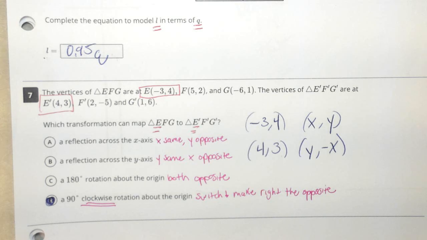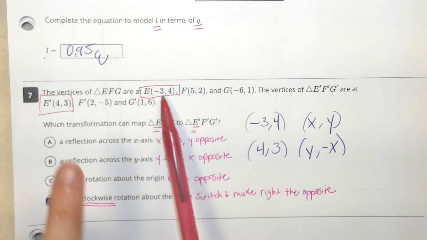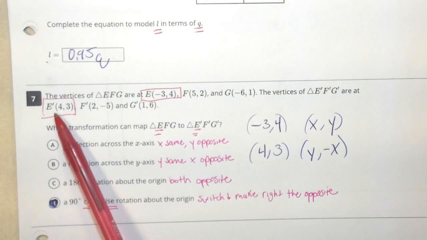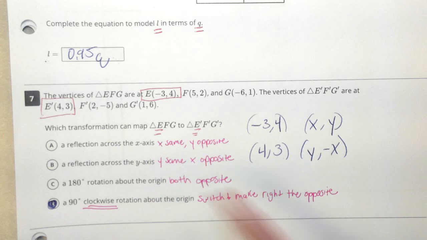And it wants to know which transformation. Well, guys, when you do a single transformation, you do the same thing on every point. So notice, I just picked one point to look at how it changed from E to E prime. I could have picked F and F prime or whatever, but I don't need to look at all of them, so I just looked at the first.